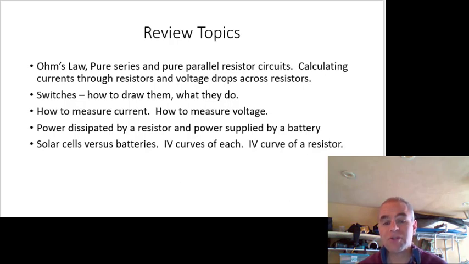We started the semester looking at Ohm's law, that's V equals I times R, and we applied that to looking at the voltage and the current passing through resistors, as well as the equivalent resistance when we had series and parallel resistor circuits. We started out just with pure series and pure parallel resistor circuits, and we later moved on to combined parallel series circuits.